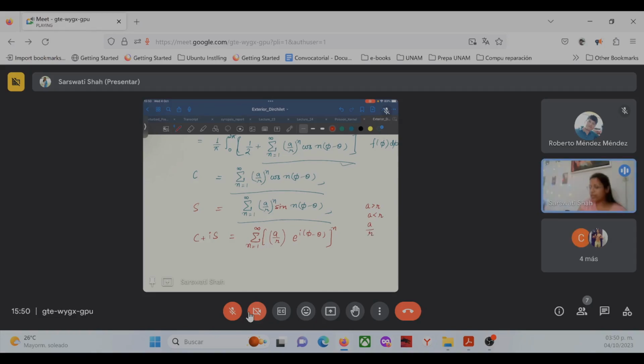So in that case, A over R will be less than 1 because R is unbounded and A is known. R may tend to infinity, but A is fixed. So again, this term is less than 1. Modulus of e to the power iota theta is less than 1. Again, this is a series whose term is less than or equal to 1, so this will be a convergent series.